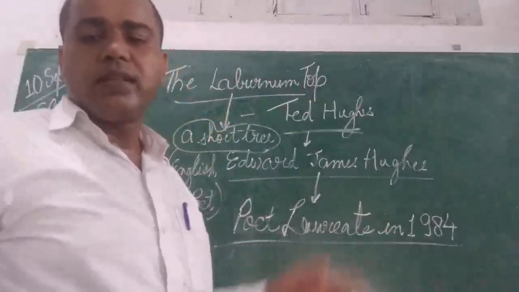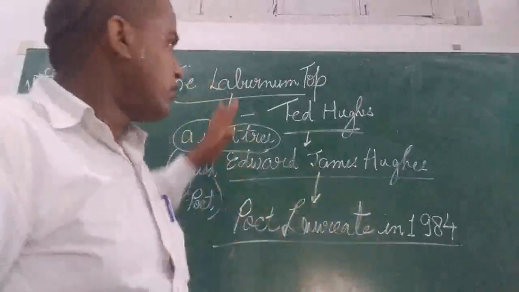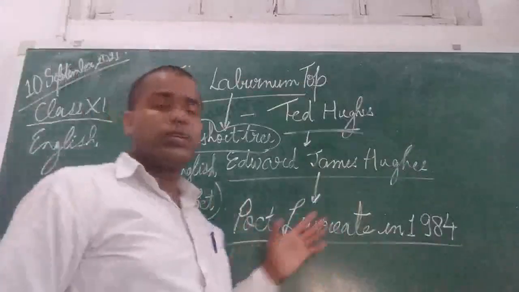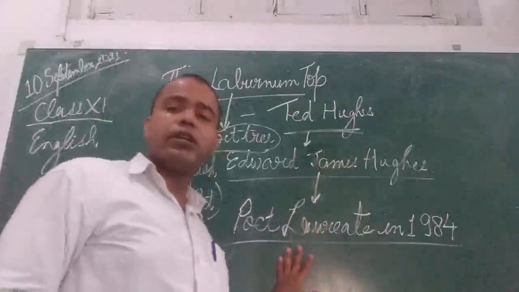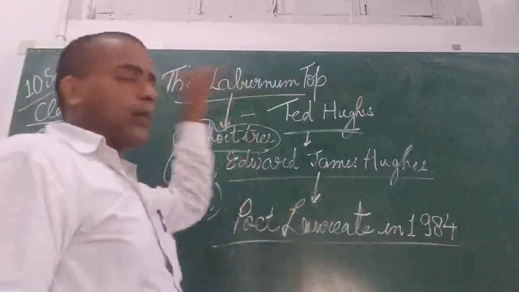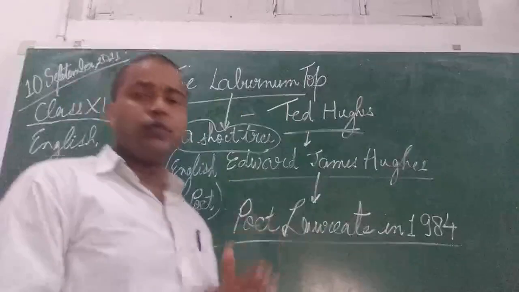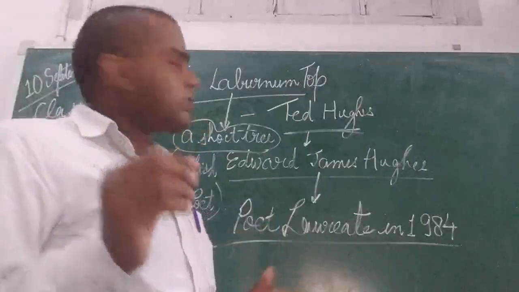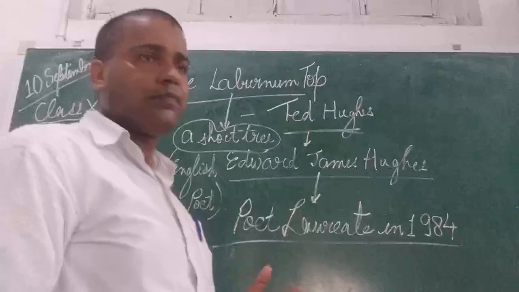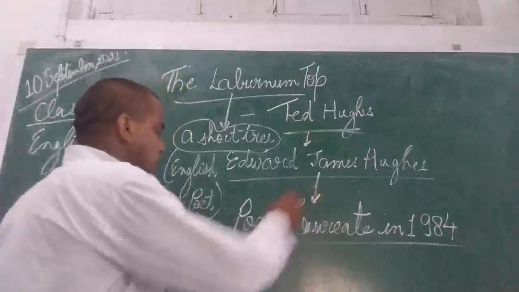Here, the poet wants to say that the laburnum... First of all, we have to focus on what this poem means. Actually, this poem, The Laburnum Top, which was written by Ted Hughes, who was a poet laureate, he had described very beautifully the tree, the laburnum, how that tree looks like, what was its movement. In this poem, the poet had used the figure of speech. Basically, he had used simile.